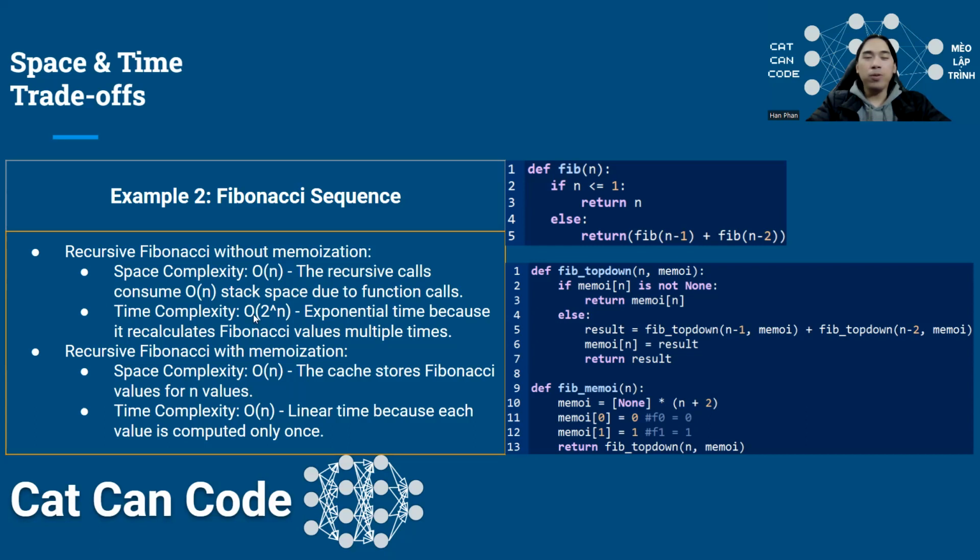So how to improve this? Because the time complexity is really bad. With the trade-off of adding a chunk of memory, a cache, to store the intermediate Fibonacci numbers from the previous calculation, so that we don't need to calculate them again, using memoization.